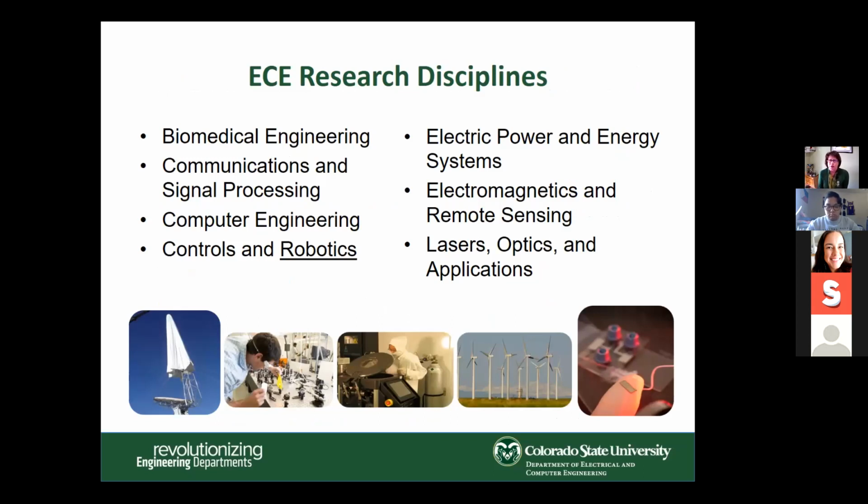There's many disciplines within electrical and computer engineering, but these are the major areas of research that occur in our department. So within our department, faculty not only teach, they conduct research. There are 7 main areas of research in our department, to include biomedical engineering, communications and signal processing, computer engineering, controls, robotics, electric power and energy systems, electromagnetics and remote sensing, lasers, optics, and applications.